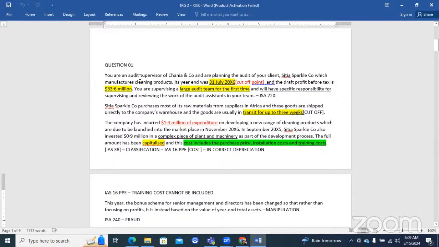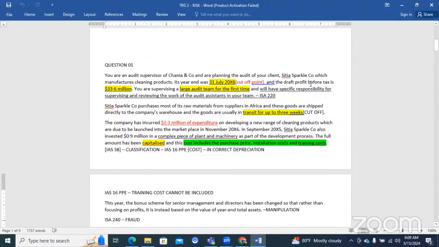You are an audit supervisor of C and company and are planning the audit of your client. The client name is CTR, which manufactures cleaning products. Its year end was 31st July 2006. Always year end is important. I'll tell you the reason. One is cutoff problems. If you know the year end, then we are able to identify cutoff issues. Number 2, IAS 10 events after the reporting period. When we know the year end, we are able to identify adjusting and non-adjusting events.